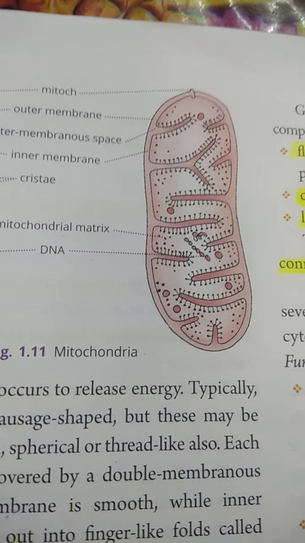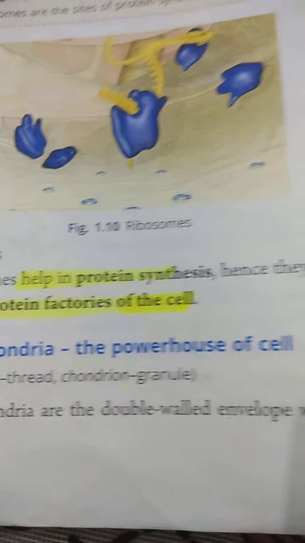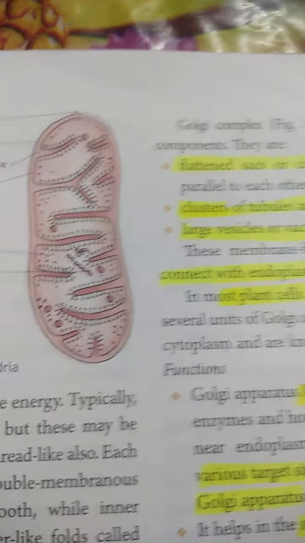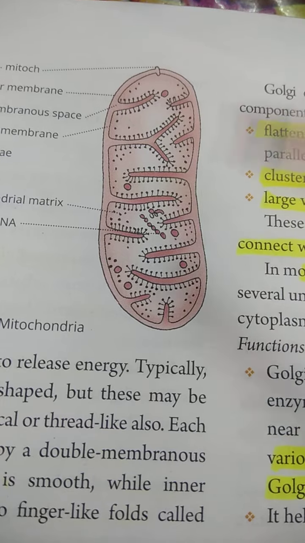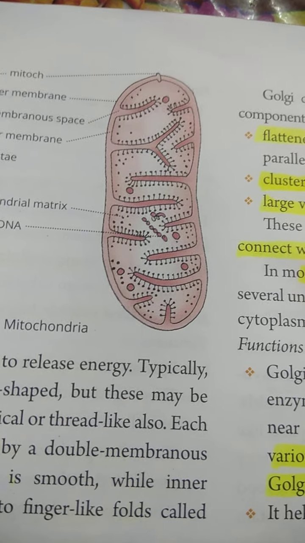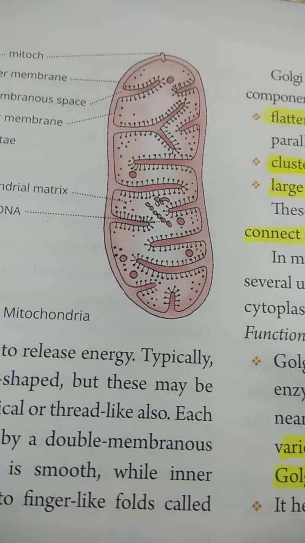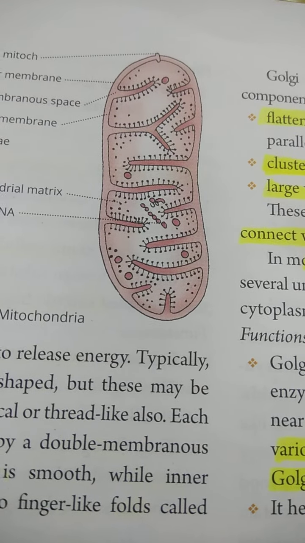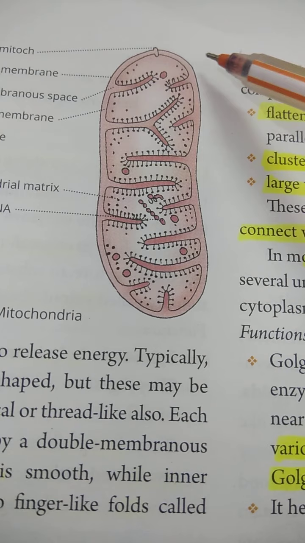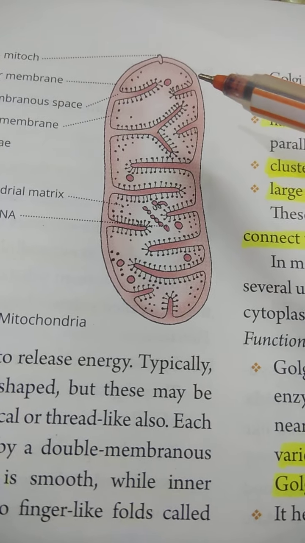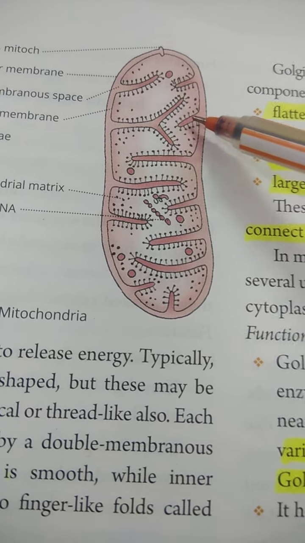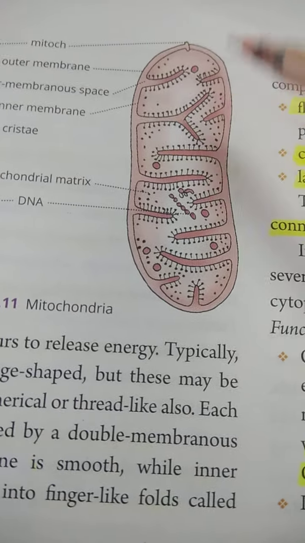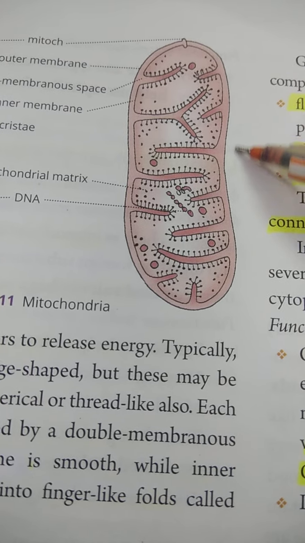Now the next cell organelle is the mitochondria, the powerhouse of the cell. So this is the mitochondria. The shape of the mitochondria can vary. It can be granular, rod-shaped, spherical, or thread-like. It is a double membrane structure, a double membranous cell organelle, with an outer membrane and an inner membrane. The outer one is smooth. Here you can see this is the smooth membrane.